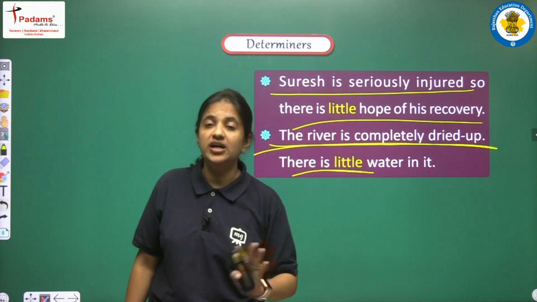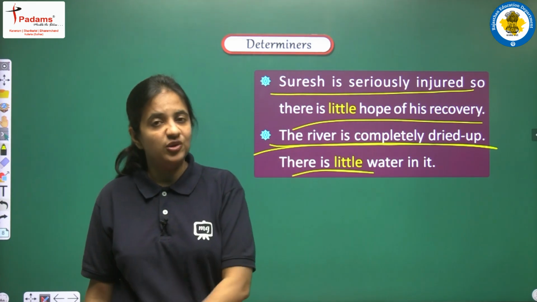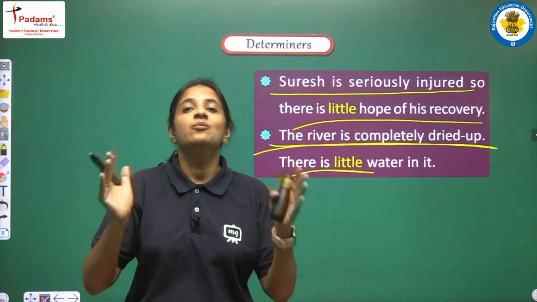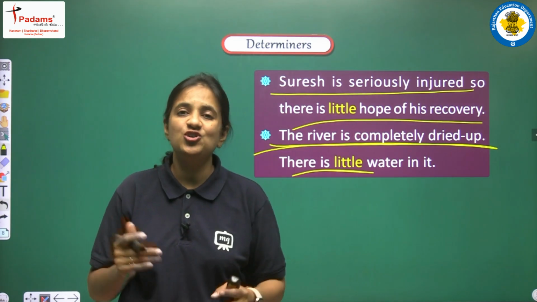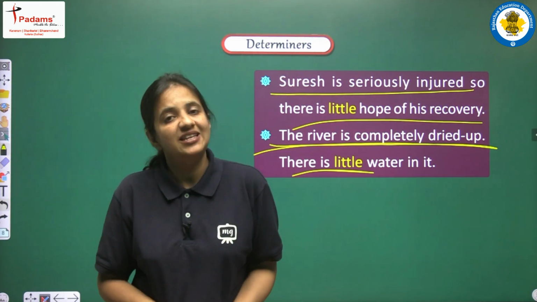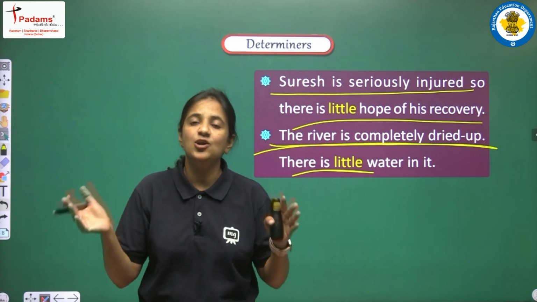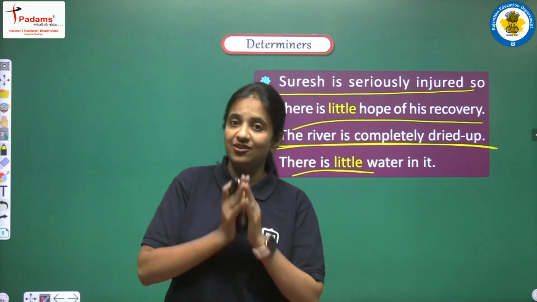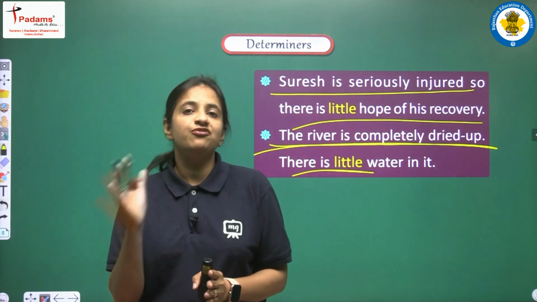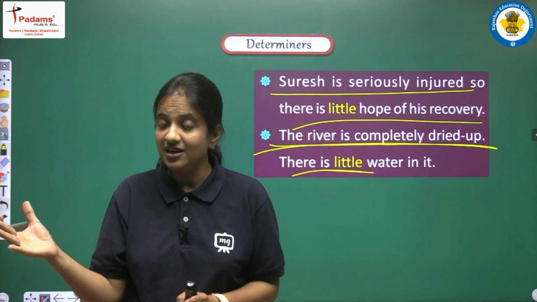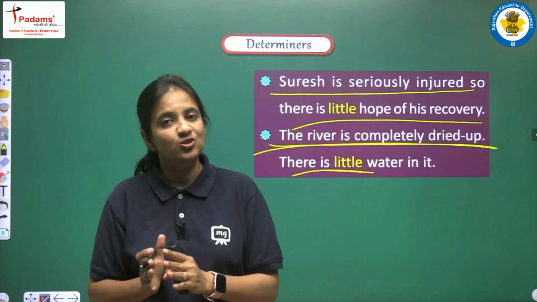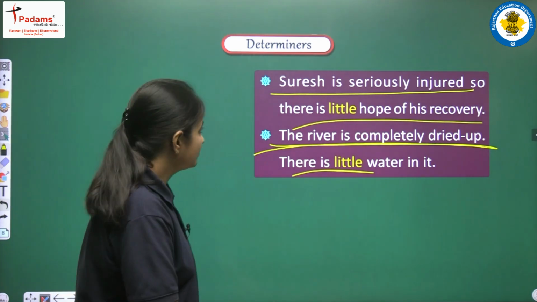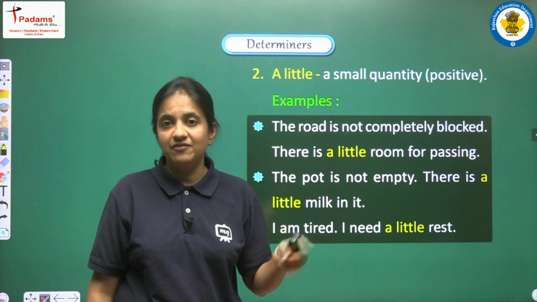So yes, little and few, these two words are having one connection, that few and little, both the words are used to show negative sense. They are both used to give the negative meaning to the sentence. And what is the difference between these two words? The difference is, again I am repeating, few is used for countable nouns and little is used for uncountable nouns. Alright.